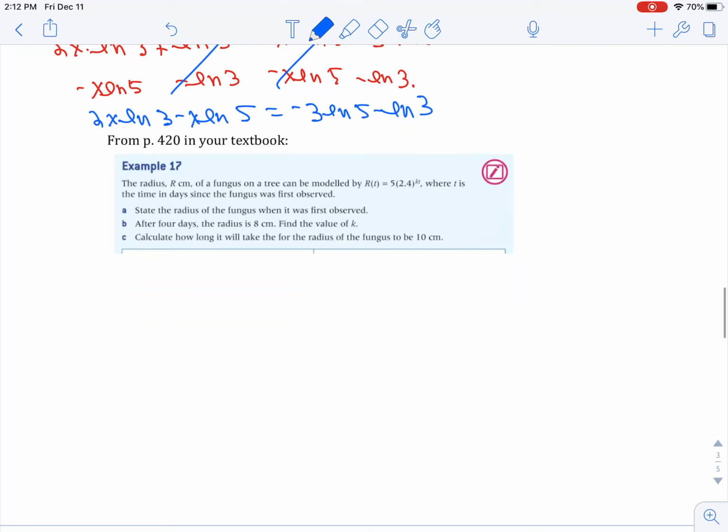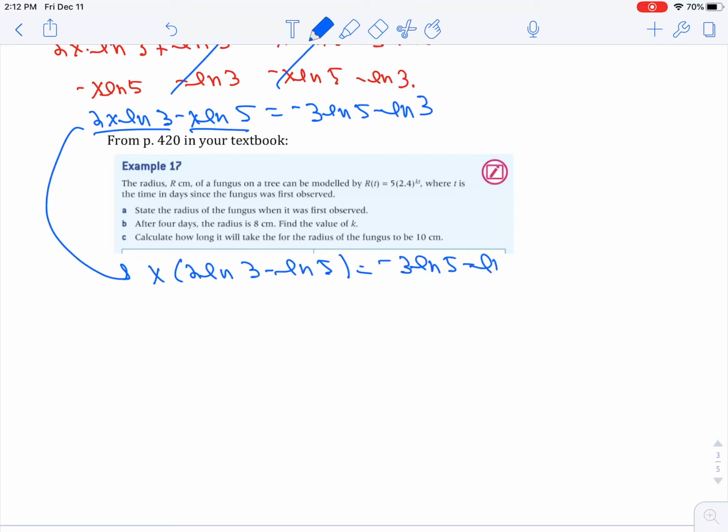So now, just like a problem that we did before, I'm going to move down here. We're going to factor out the x out of these 2 terms. So we get x times the quantity 2 ln3 minus ln5 is equal to negative 3 ln5 minus ln3. This whole quantity is what we want to get rid of. So we're going to divide both sides by 2 ln3 minus ln5.